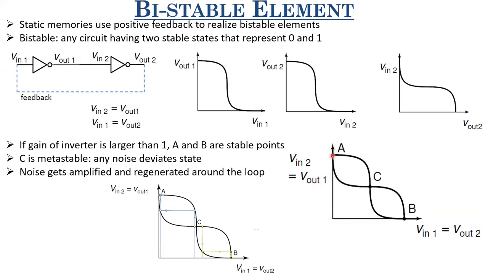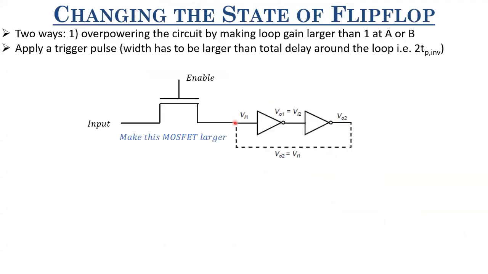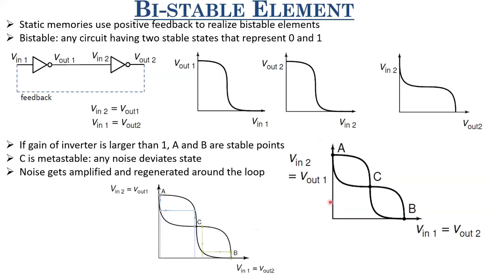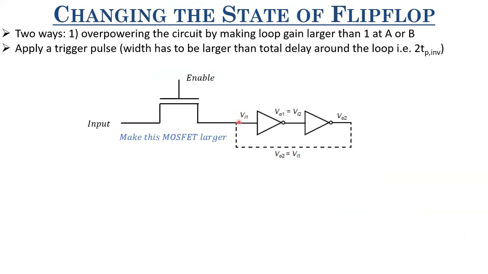Right? Let's say we are at point A, where V in 1 is 0. Now we want to transform it to point B. What is at point B? At point B, your V in 1 is equal to 1, V out 1 is equal to 0, V in 2 is equal to 0, and V out 2 is equal to 1. Right?